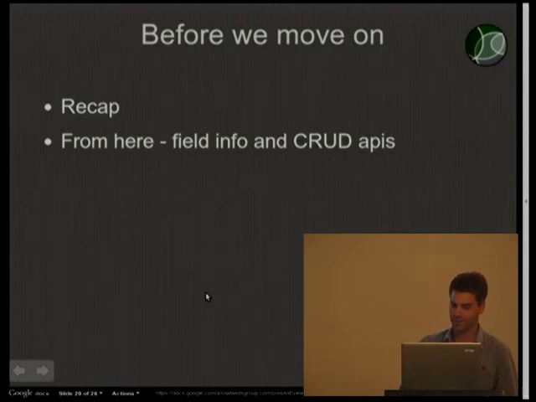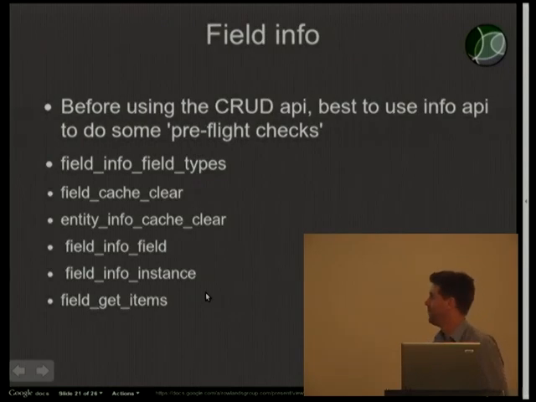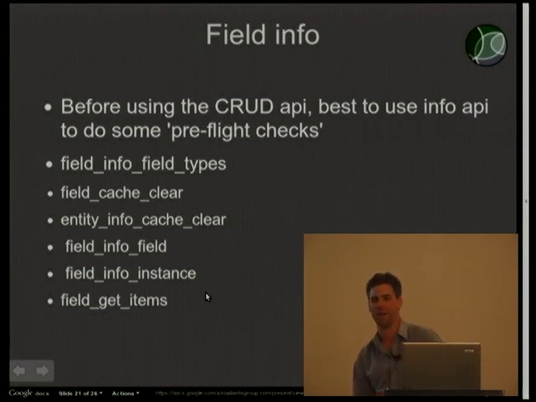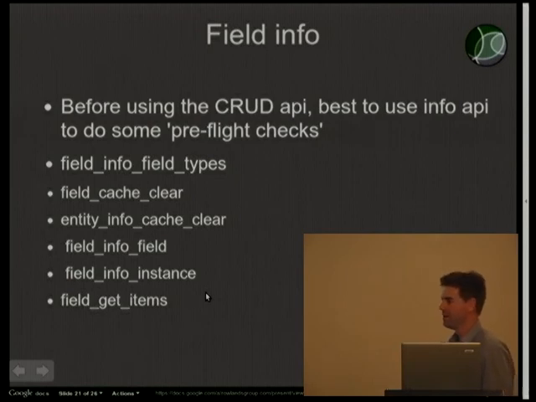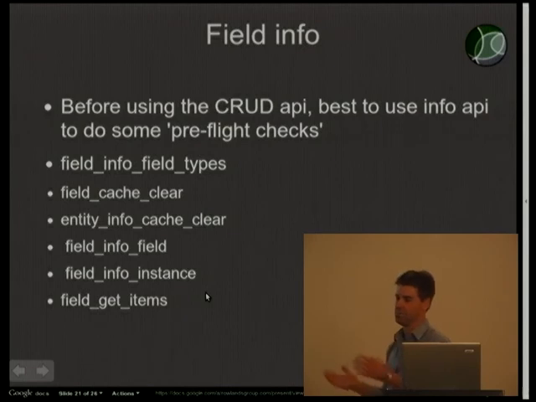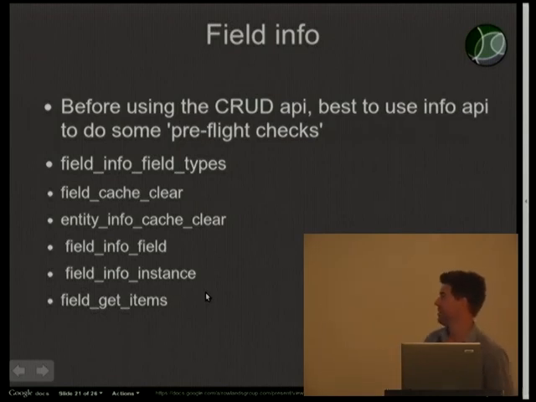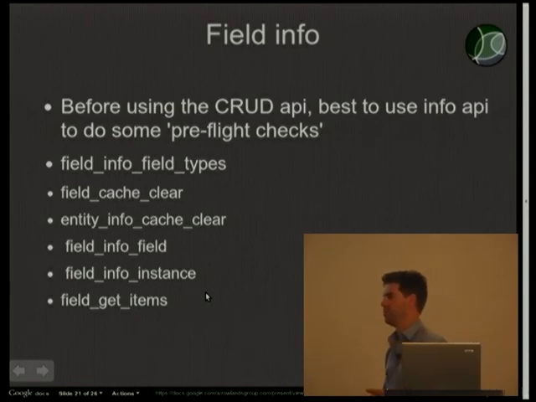So from here we're going to go into the field info and the CRUD APIs. The field info is part of the field API, but it's more of an informational element of it. It's how you query Drupal: tell me what field types there are, what fields are defined, what instances are there, what widgets can I use. I've thrown up about 6 or so there, but field_info_field_types will tell you what types are defined. Is there a boolean? Is there a commerce order reference field? Is there a product reference field?